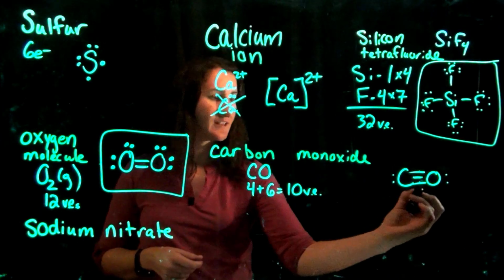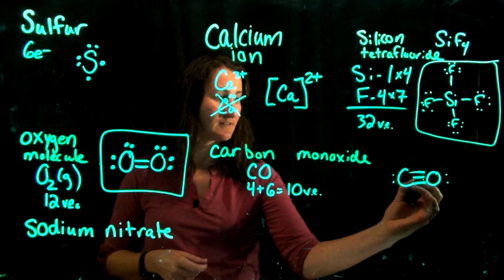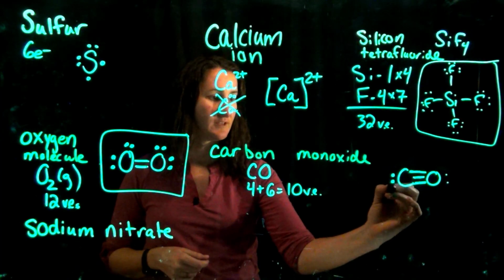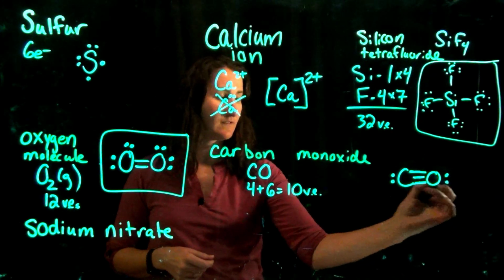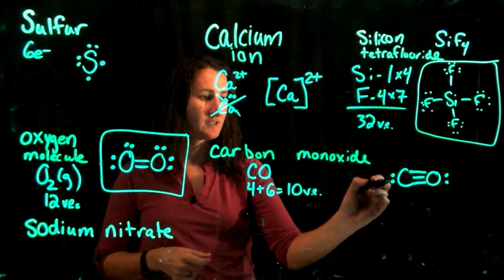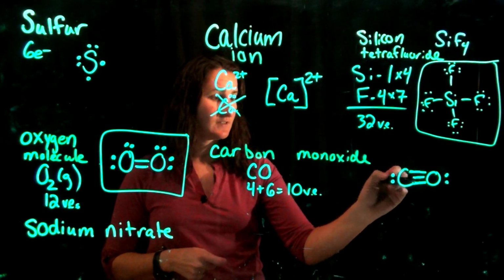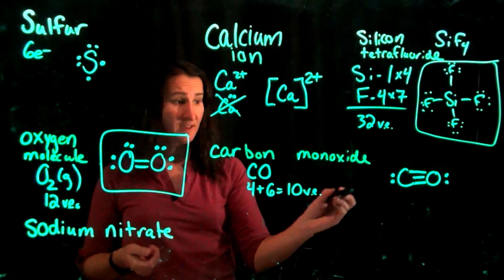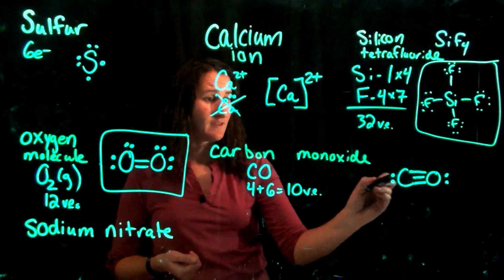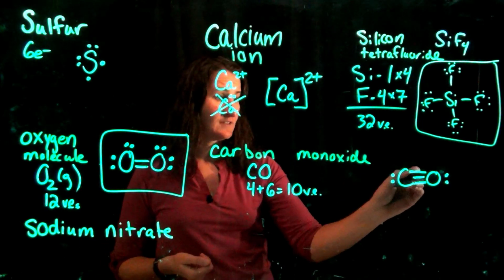So what if we try drawing it like this, where we've got a triple bond? I see this a lot whenever I Google it. So I've got a carbon with 1, 2, 3, 4, 5, 6, 7, 8. So carbon's happy. Oxygen, 6, 7, 8. Oxygen's happy. And do I have 10 drawn on the whole compound? Let's see. 8, 9, 10.